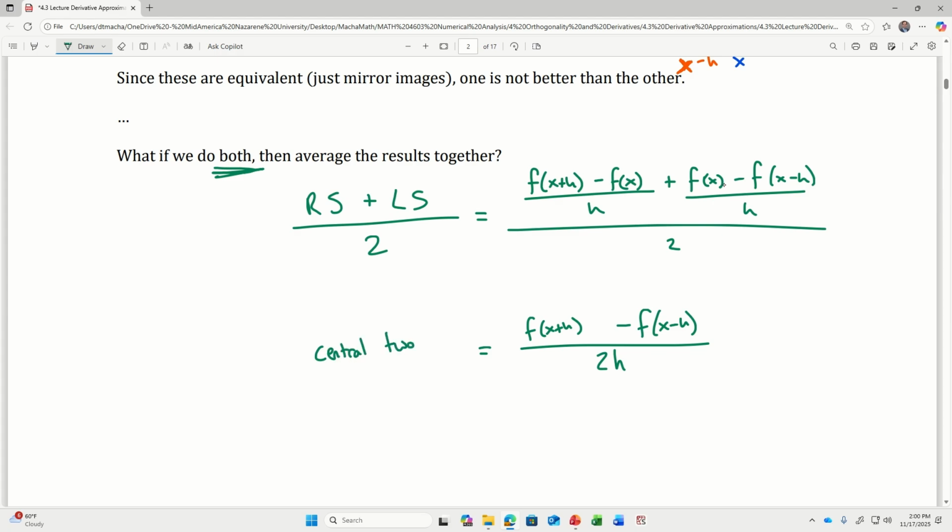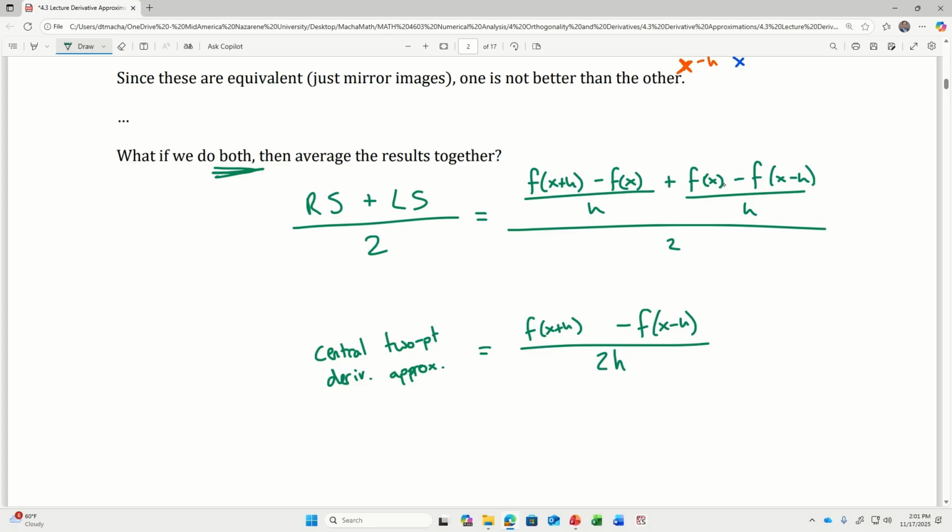So sometimes this is called the central two-point derivative approximation. So it's kind of interesting. Notably, you don't care at all what the function value is at the point where you're taking the derivative. If I want the derivative at x, I don't even need f of x in this formula. I just need a point a little bit to the right and a point a little bit to the left. And also notice I'm dividing by 2h, so I'm dividing by a larger step size than I was with the right side or the left side approximation.